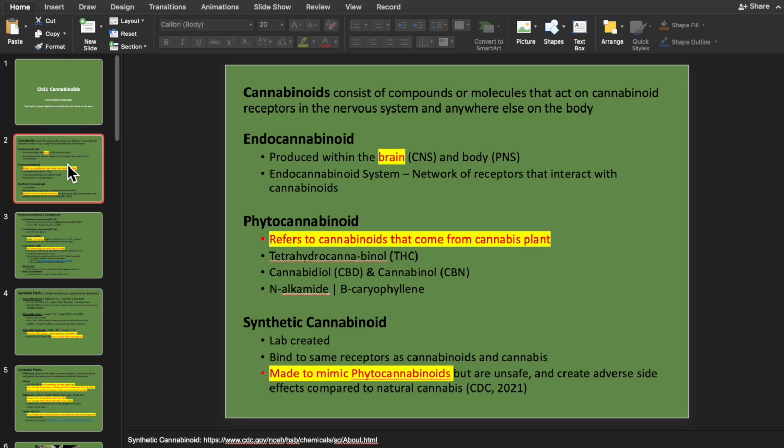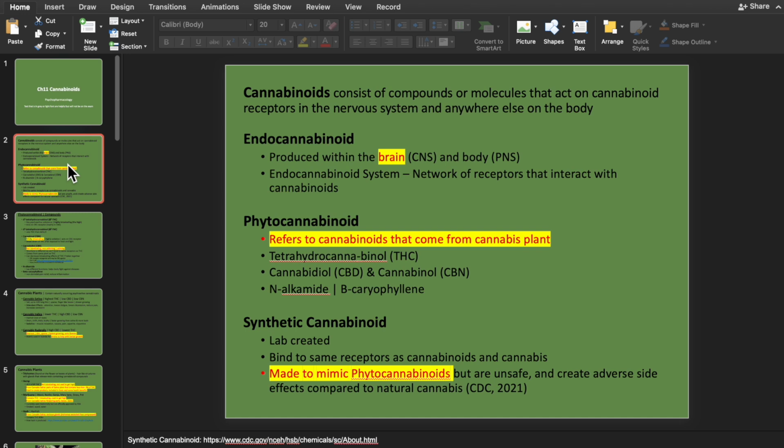Chapter 11, Cannabinoids. Cannabinoids are made up of molecules that act on cannabinoid receptors in the nervous system and the body. Our body actually makes a form of cannabinoid called endocannabinoid. And we have what's called an endocannabinoid system, which is a network of receptors that interact with cannabinoids. There are phytocannabinoids, which you're more familiar with, and these are the ones found in cannabis plants.